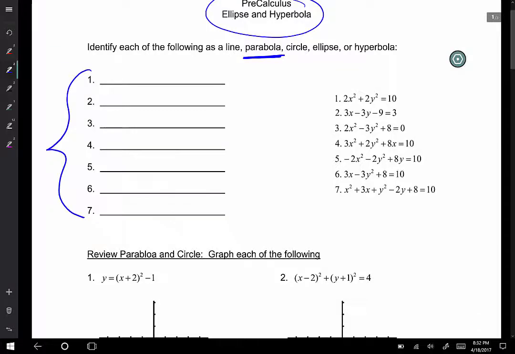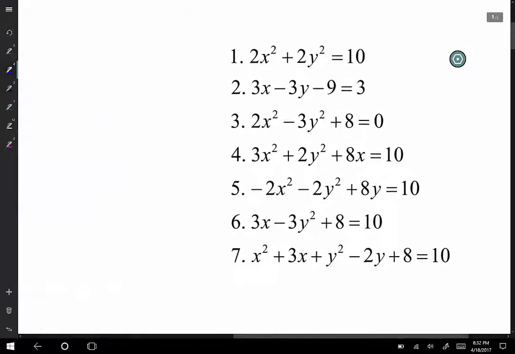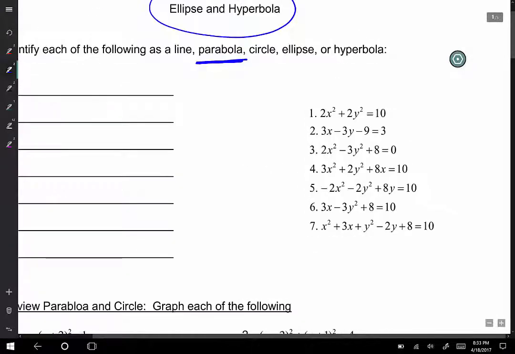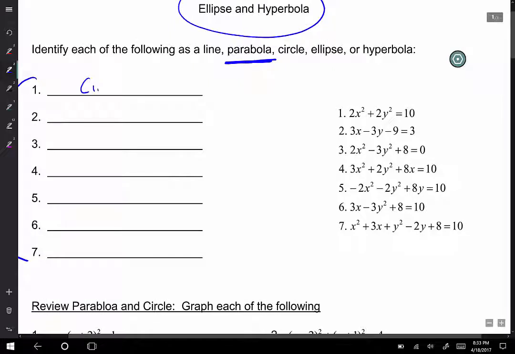Okay, so just a reminder, how do we know which one's which over here? Well, if the coefficients are the same, like a number 1, and they're both squared, the number 1 is going to be a circle. Remember, same numbers, both positive. Number 2, do you see any squared terms on number 2? I don't. We haven't done anything with no squared terms. That is called a line, ladies and gentlemen.